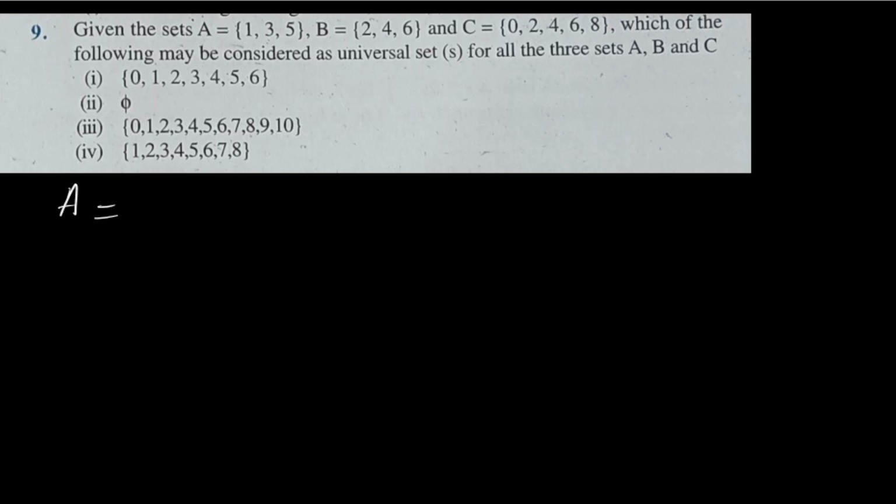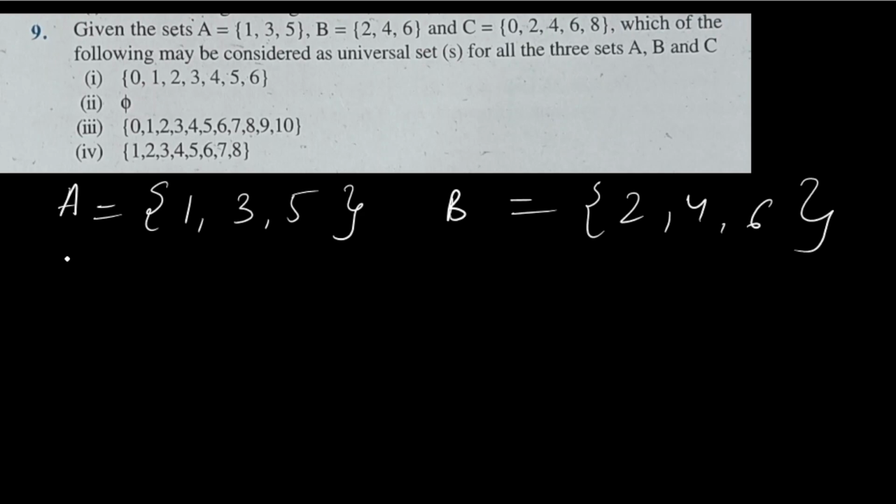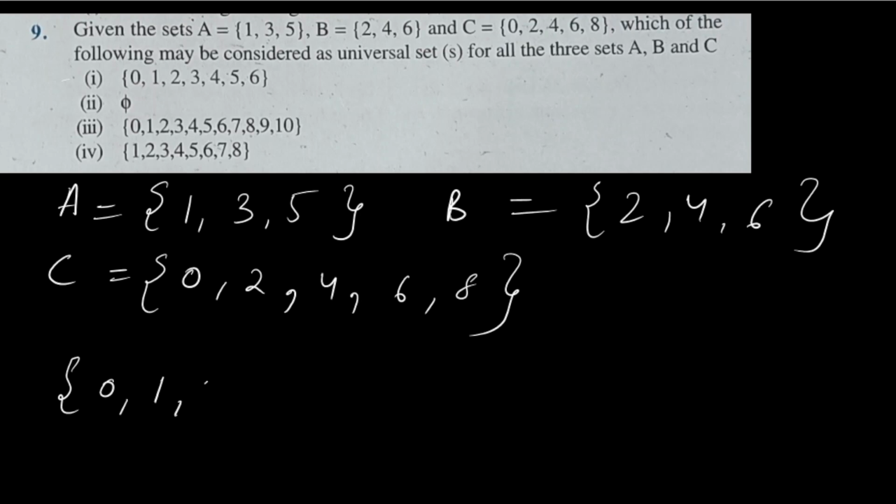Set A, I'll just rewrite, is equal to 1, 3, 5. B is equal to 2, 4, 6. And C is equal to 0, 2, 4, 6, 8. I have just rewritten all the elements. So first set has elements 0, 1, 2, 3, 4, 5, 6. One by one we'll check. Whichever elements are there in A, B and C, everything should be present in this set, then only it can be considered as a universal set.